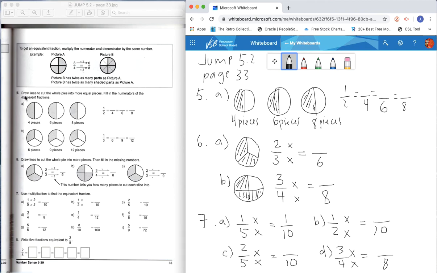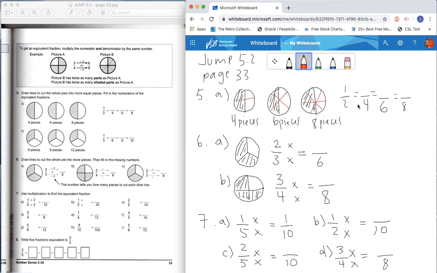Okay, number 5. So draw lines to cut the whole pies into more equal pieces. Fill in the numerators of the equivalent fractions. So A has 3 circles, and each of them have been divided into halves. Okay. So what they want you to do is to divide the circle into 4 pieces. So all you have to do is draw a line here. Now you have to divide it into 6 pieces. So you're going to draw 2 diagonal lines. Okay, then you have to divide it into 8 pieces. So a horizontal line and then 2 diagonal lines.